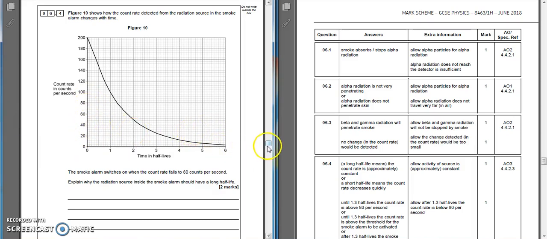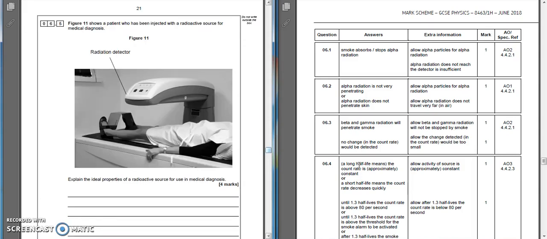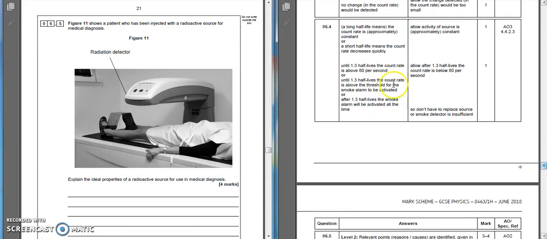How often would you like to buy a smoke detector? Once every 10 years? Once every 20 years? So you'd want a half-life of something in that sort of region, and it's nicely, clearly labelled. I'll just move the mark scheme down there just in case you need to pause the video and look at it, but it does say that 1.3 half-lives above 80 counts per second.